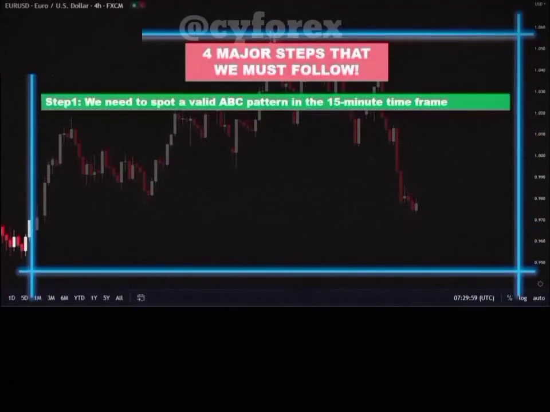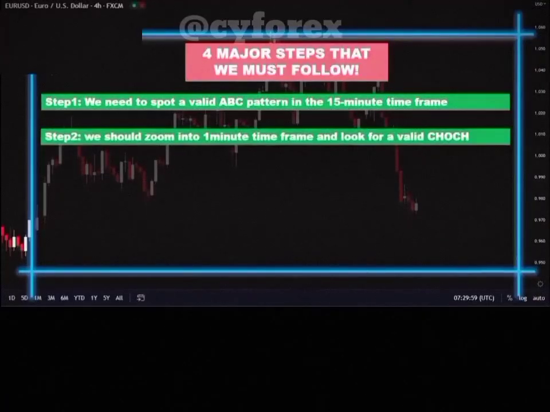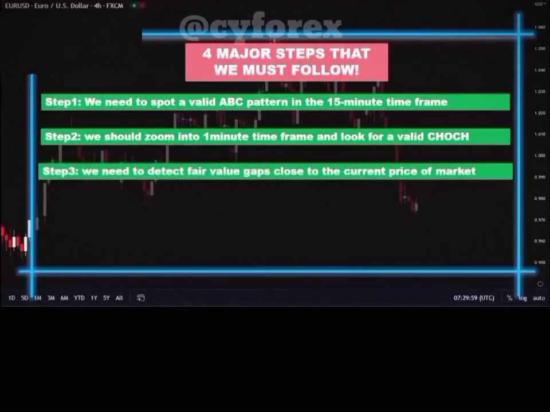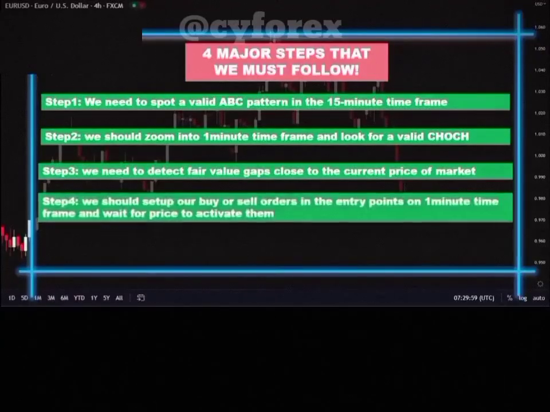Step 1. We need to spot a valid ABC pattern in the 15-minute time frame. Step 2. We should zoom into the 1-minute time frame and look for a valid change of character. Step 3. We need to detect fair value gaps close to the current price of the market. Step 4. We should set up our buy or sell orders at the entry points on the 1-minute time frame and wait for price to activate them.